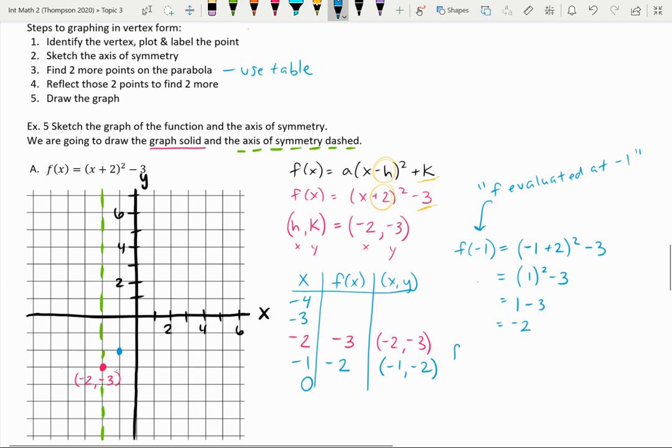Then I plug in 0. So I replace the x with a 0, 0 plus 2 quantity squared minus 3. 0 plus 2 is 2. 2 squared is 4. 4 minus 3 gives me 1. So I get the point 0, 1.